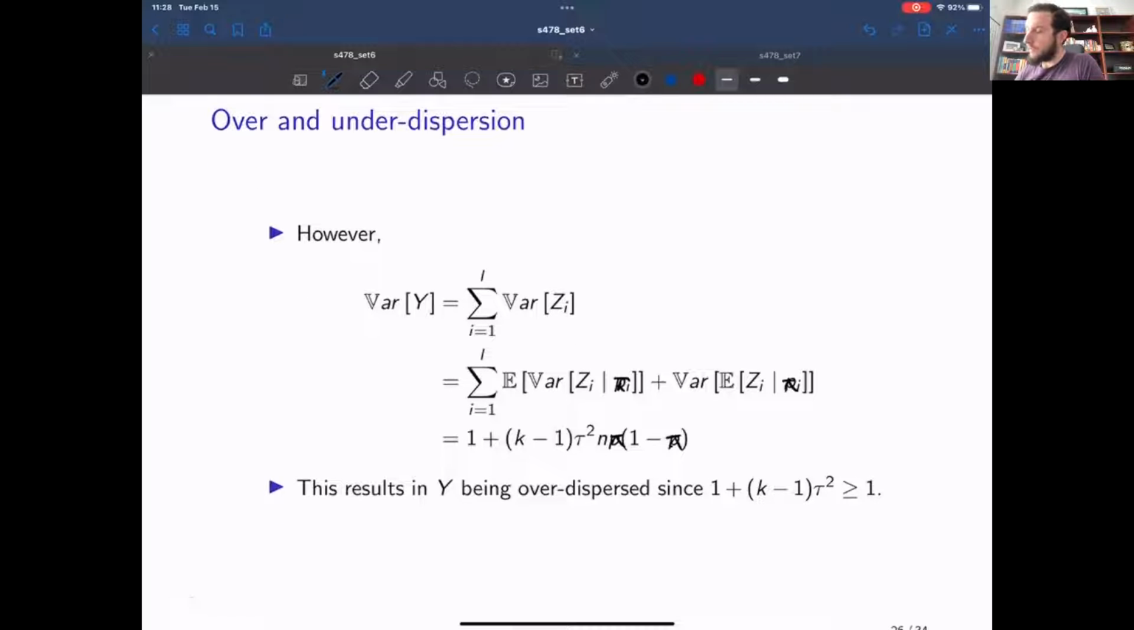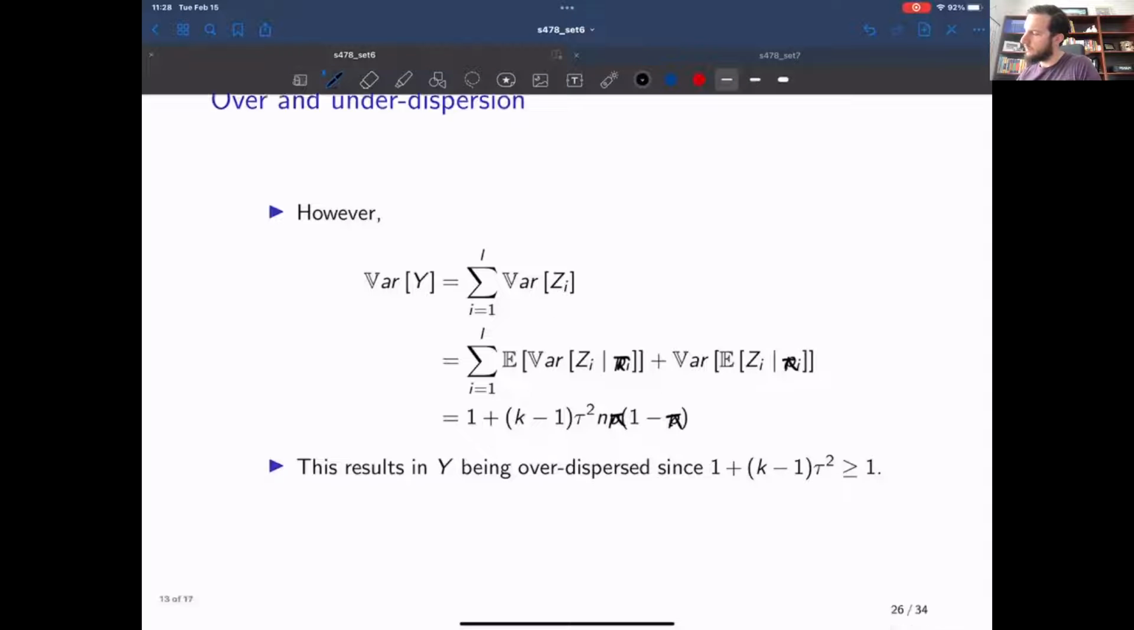However, the variance of y, which is the sum across the variance of each zi, is equal to the sum of the expected value of the variance of z given pi plus the variance of the expected value of z given pi, which is equal to 1 plus (k minus 1) tau squared, times n pi (1 minus pi). This is over dispersed because this quantity here is greater than or equal to 1. So a fairly simple illustration. In the context of clusters of data, this is why you would have a variance that exceeds the expected result, which should be n pi (1 minus pi).